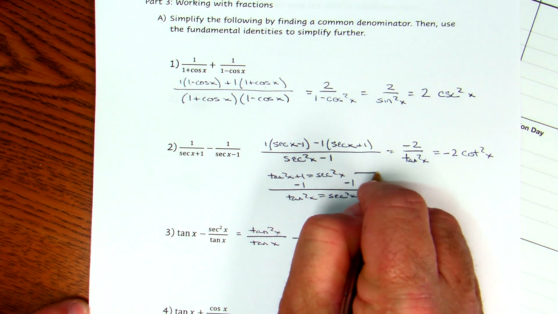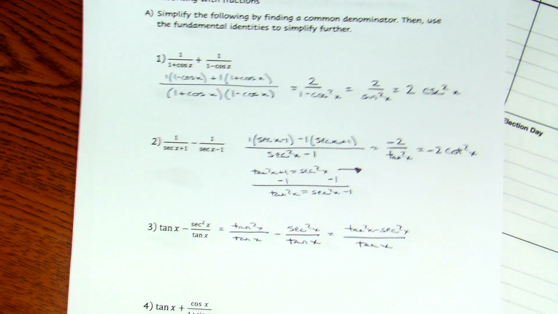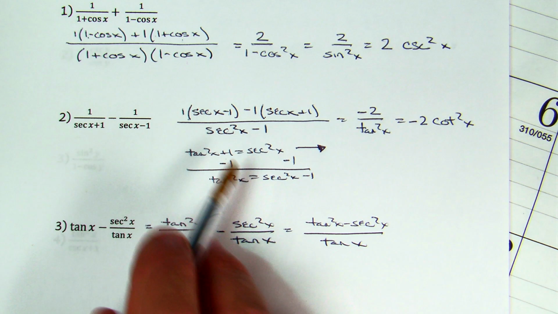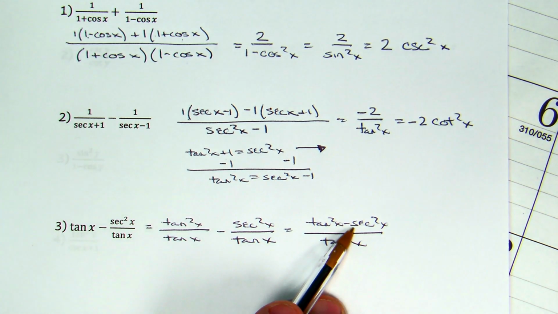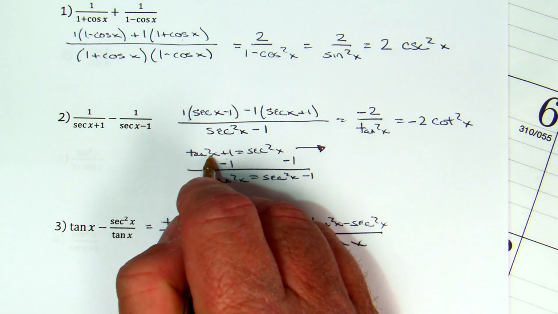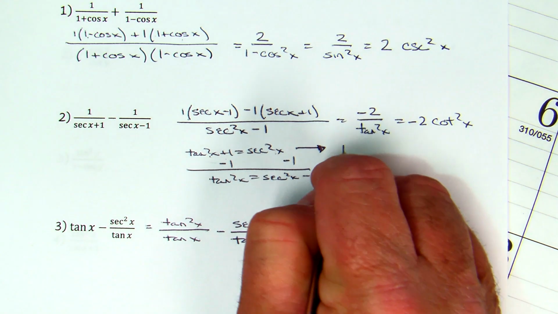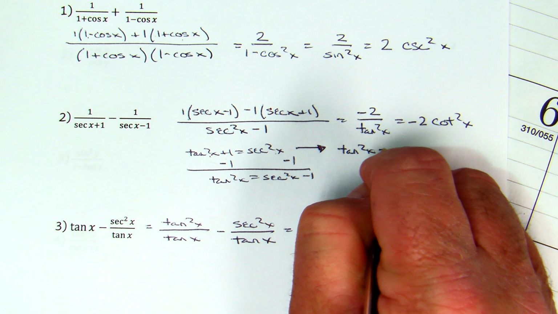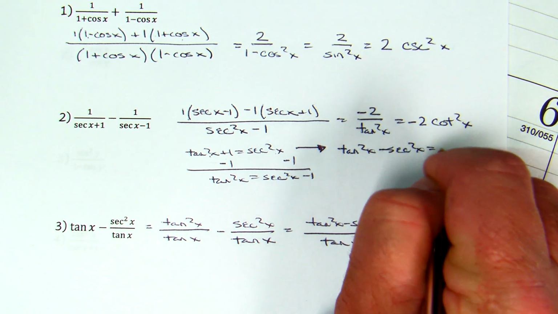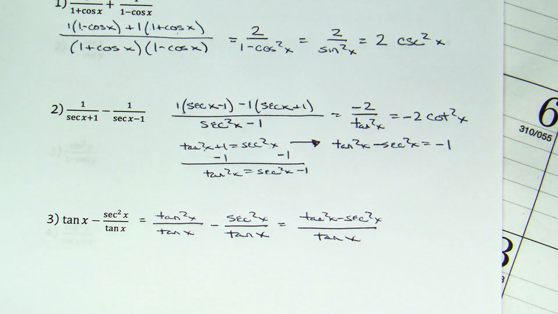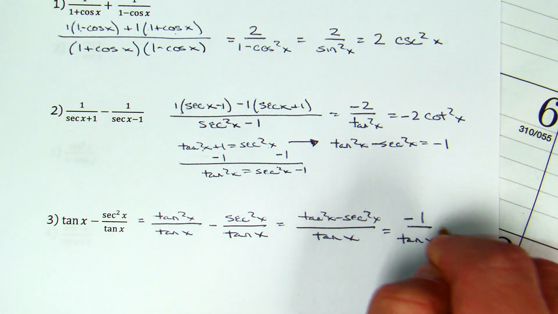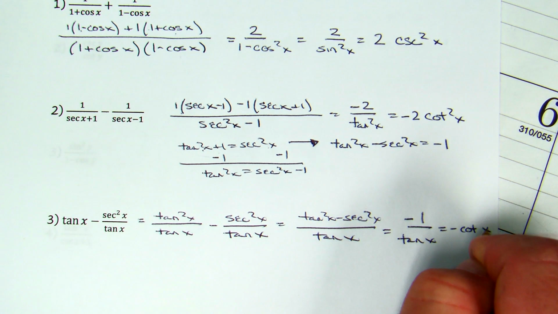I then go back to the Pythagorean identity, which is tangent squared x plus 1 equals secant squared x. All right? And basically try to rewrite this so it looks like my numerator, which means I'm moving the secant squared x over there and the positive 1 over there. The net result is tangent squared x minus secant squared x equals negative 1. Everybody good with that idea? So that means this becomes negative 1 over tangent x, which when I'm done is negative cotangent x.